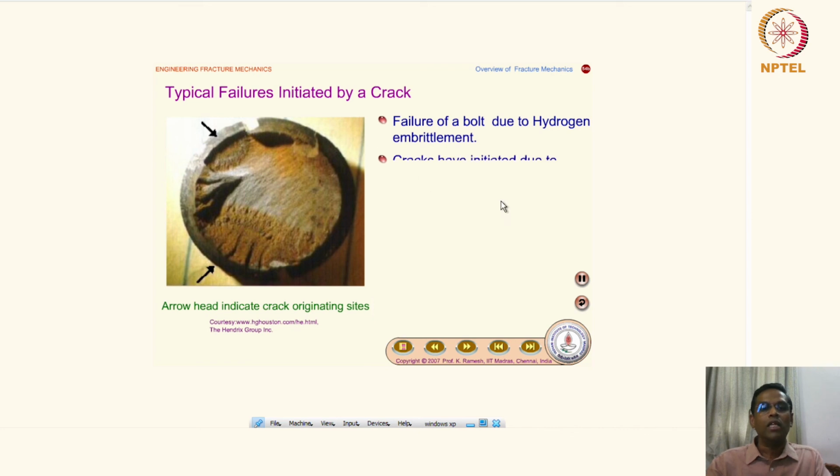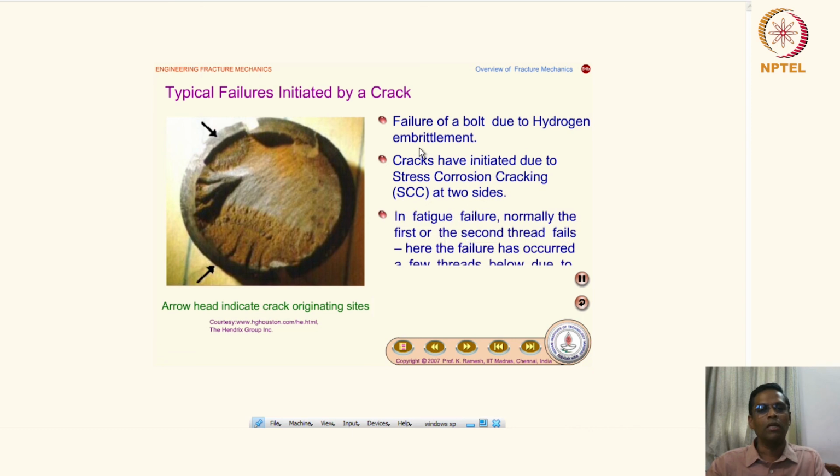The other one is a failure of a bolt due to hydrogen embrittlement. Cracks have initiated due to stress corrosion cracking at two sites. So this is a bolt. You are seeing a crack which has grown here. The other crack is here, which has grown from this surface. So there are two cracks. They have all emanated because of the stress corrosion cracking.